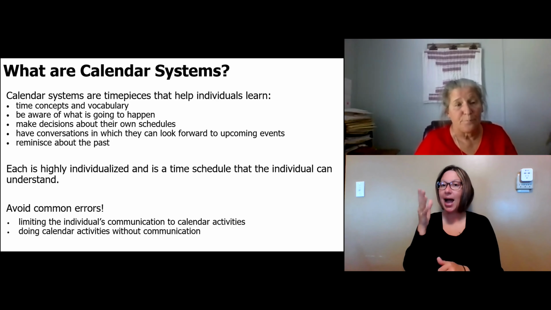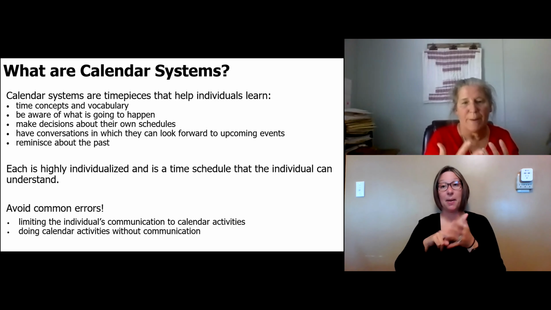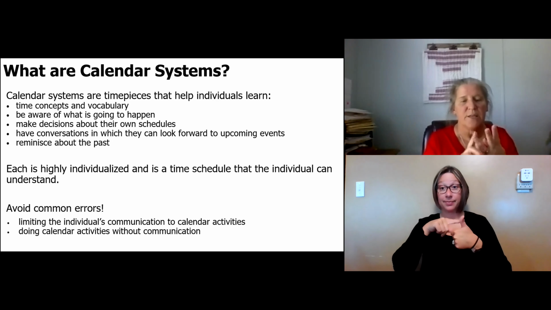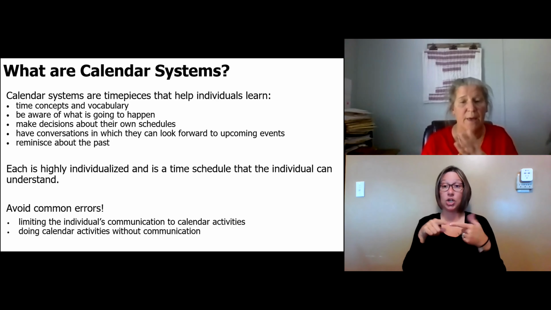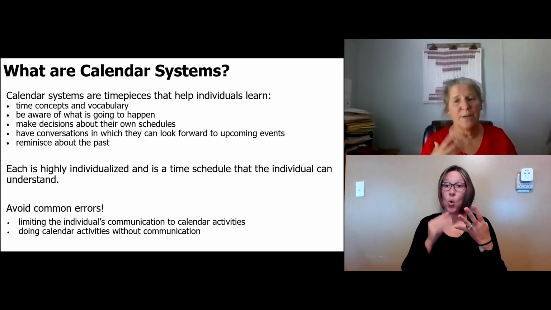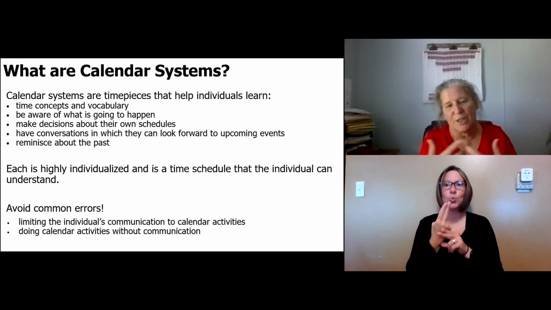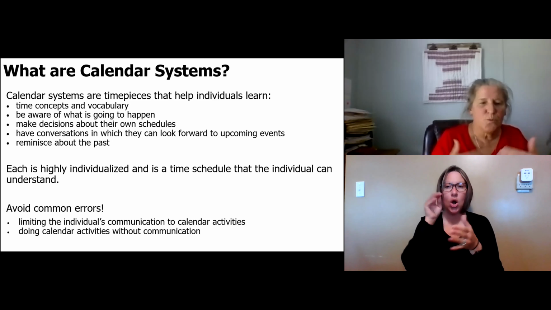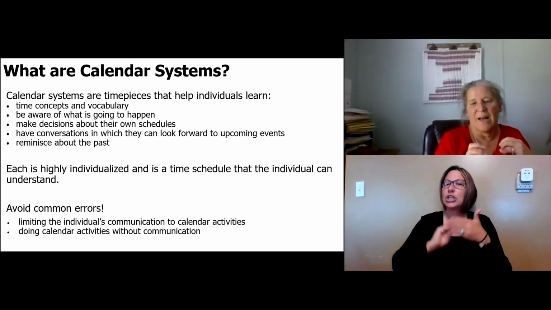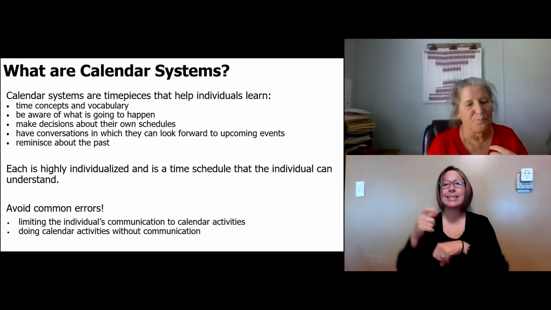So she could share with mom and dad what she did that day. So there's 4 opportunities for her to talk about her day: when she first came in, while we were doing the activity, at our wrap up, and then again at home with mom and dad. So there are opportunities for her to use that system and learn that language a little bit more. Each one is highly individualized. Each calendar system is individualized and is a time schedule that the individual can understand.